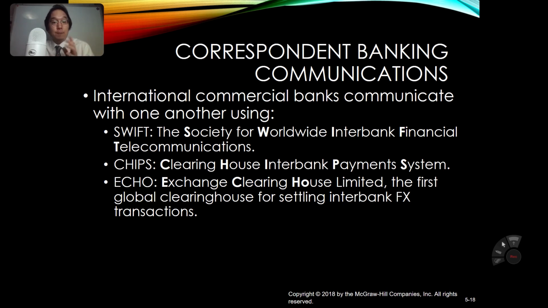Why? Because those big banks have interbank relations, so the SWIFT code will enable them to find each other very well. CHIPS code is there, the Clearing House Interbank Payment System. ECHO is also there, Exchange Clearing House Limited, the first global clearinghouse for settling interbank FX transactions.